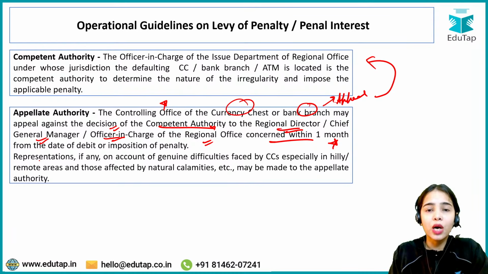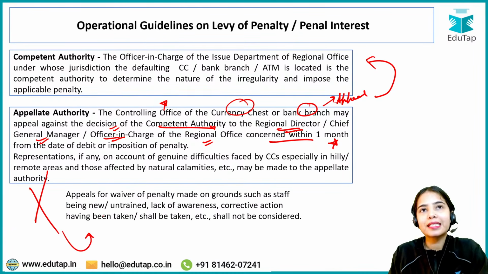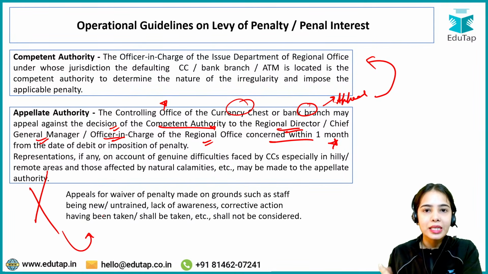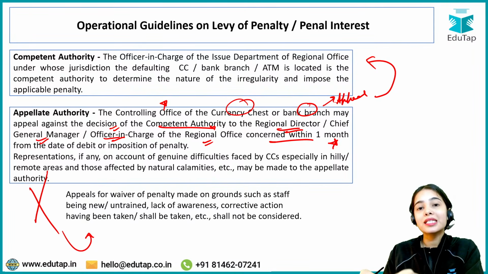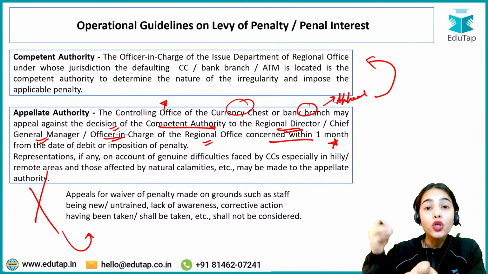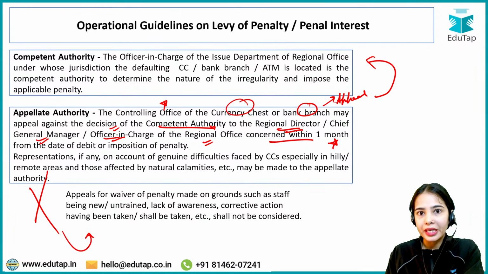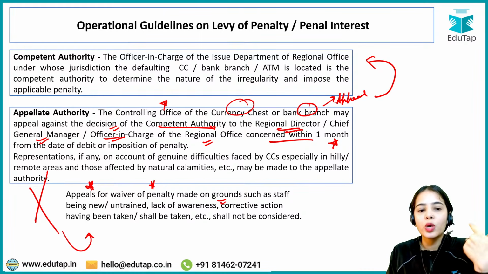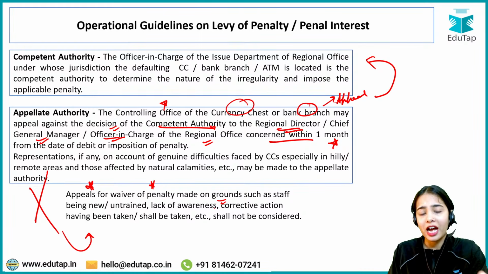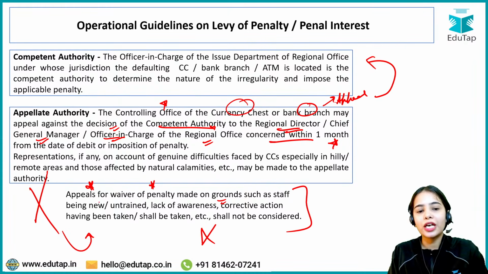Now, the appeal should not be made on grounds such as the staff was lacking or the staff was new. In such cases the appeal should not be done, because if your staff is lacking, it is your responsibility to train them. If the staff is new, you should have trained them better. So RBI has said that appeals for waiver of penalty made on grounds such as staff being new, untrained, lack of awareness, or corrective action having been taken or to be taken, shall not be considered. The RBI will not be considering such kind of appeals.